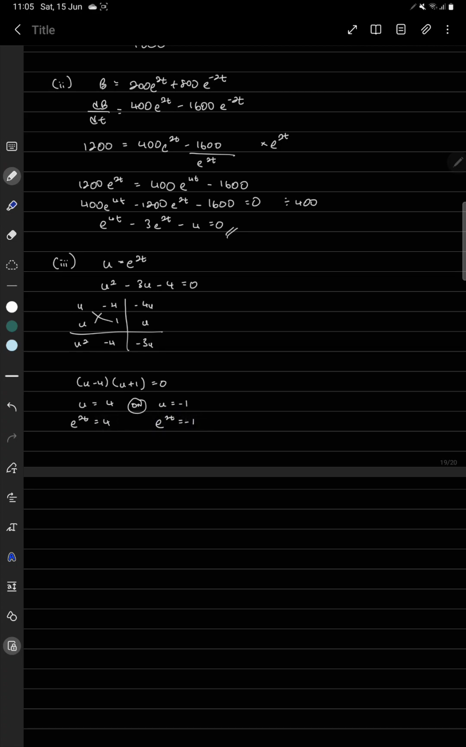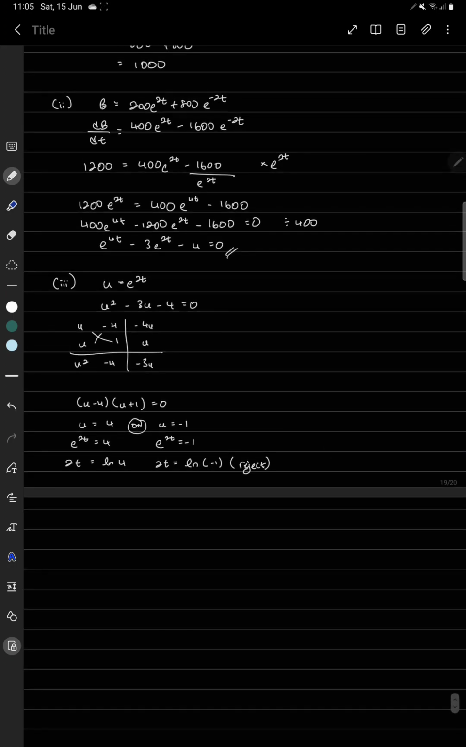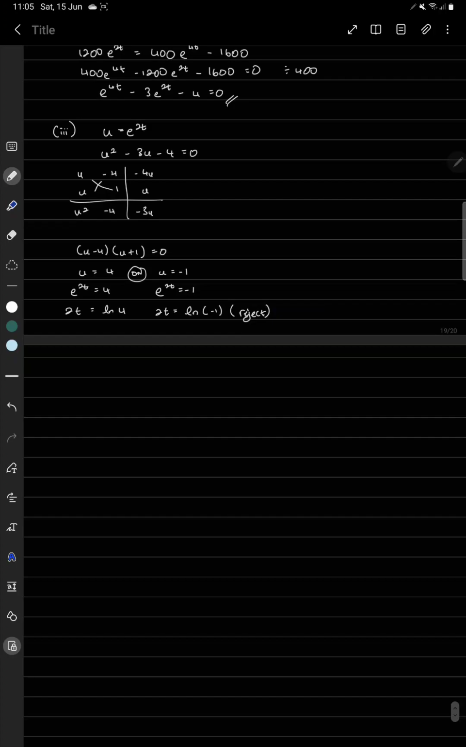Okay, so now moving on, we're going to take ln of both sides, which means this becomes 2t and this becomes ln 4, and we will get 2t equals ln of -1. Now we're going to reject this. The reason that we're rejecting this is that we cannot have a negative number inside of ln. Okay, so we'll proceed with just 2t equals ln 4. So then t is equal to 1/2 ln 4. Okay, and that is your answer.